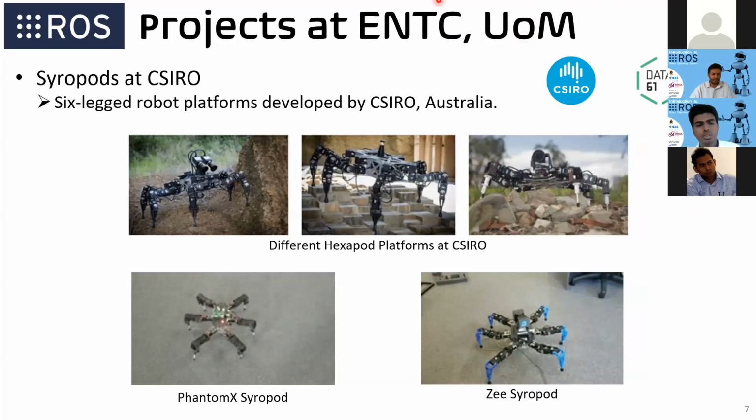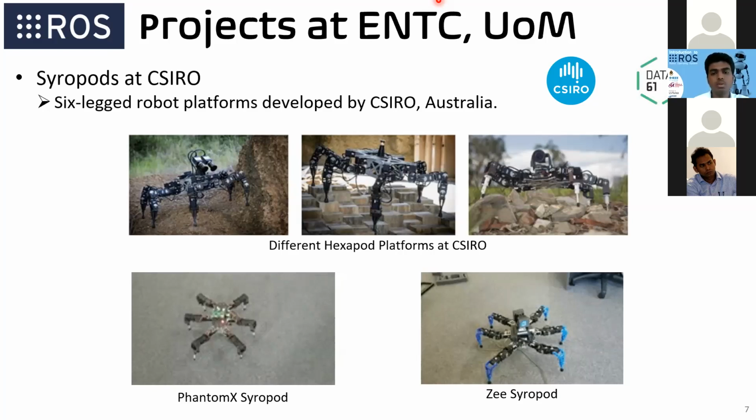Thank you, Dr. Pesala. So I'll be talking about a couple more projects done at UM using ROS. The first project is actually my internship project. My internship happened at CSIRO in Brisbane, Australia. CSIRO has these cool six-legged robotics platforms, which they call Cyropods. You can see there are different versions of Cyropods, with different arms, different kinds of motors, different cameras, different sensors and all.